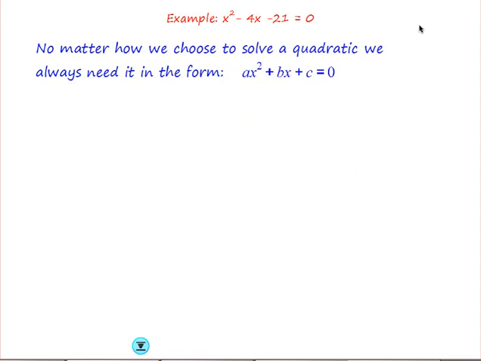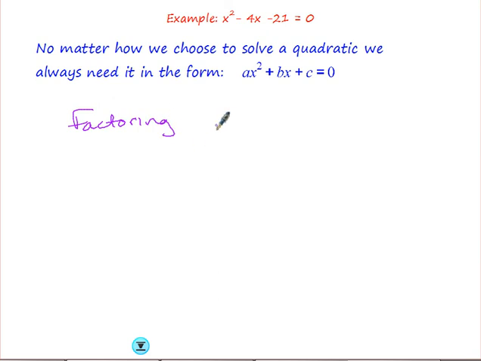So we're going to work with x squared minus 4x minus 21. No matter how we choose to solve a quadratic, we always need it to be in the form ax squared plus bx plus c equals 0. Setting it equal to 0 is a big deal. No matter which of the methods we choose, we cannot work the problem if it's not set equal to 0. Okay?